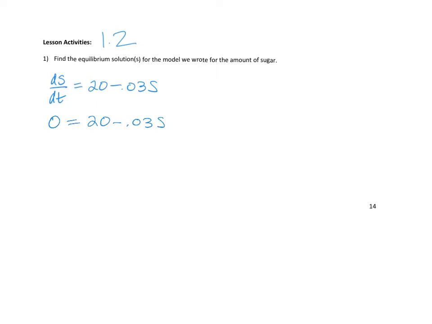So I'm going to subtract 20 from both sides and then divide both sides by negative 0.03, and you get s is 666 2/3.